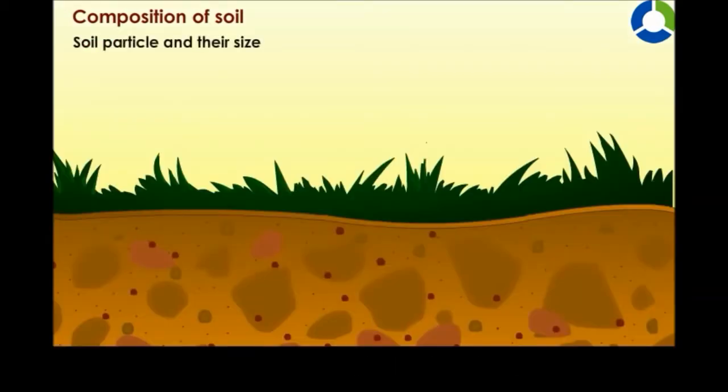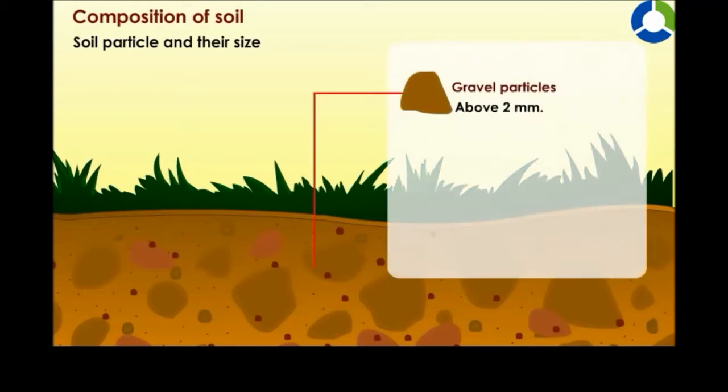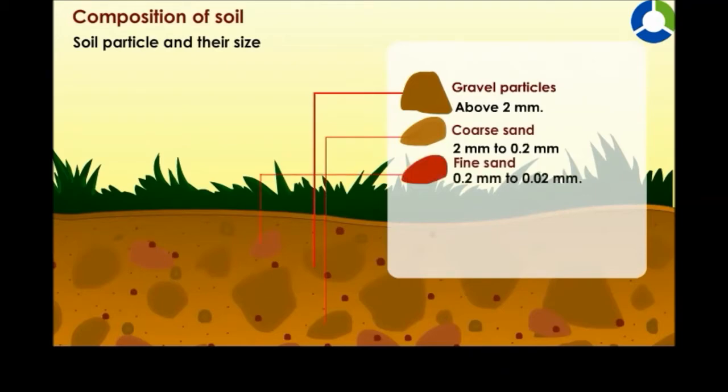Soil particles and their size. Gravel: above 2 mm. Coarse sand: 2 mm to 0.2 mm. Fine sand: 0.2 mm to 0.02 mm. Silt: 0.02 mm to 0.002 mm. Clay: below 0.002 mm.